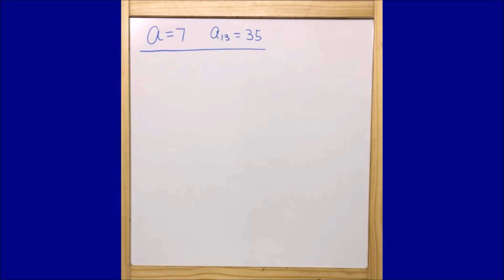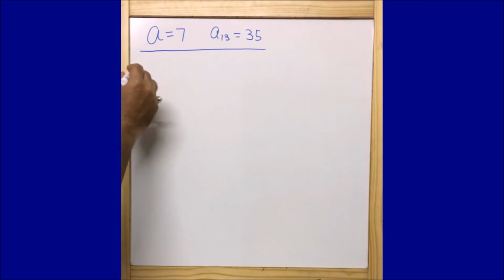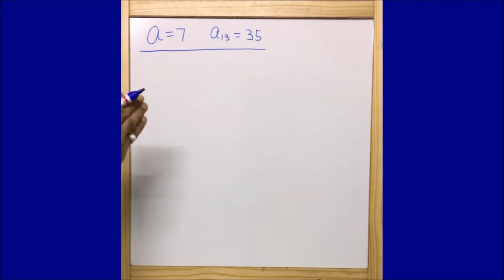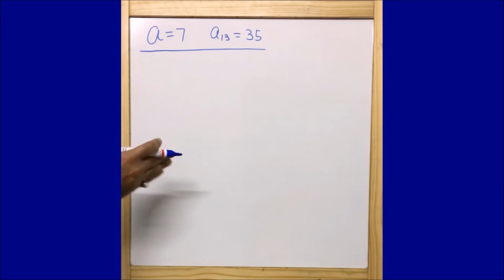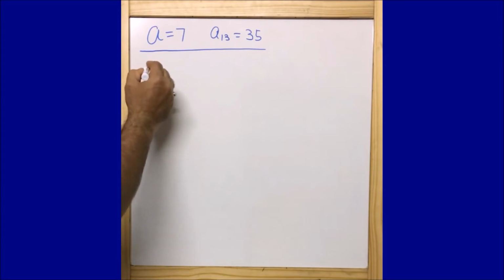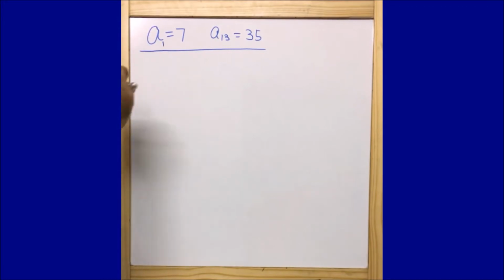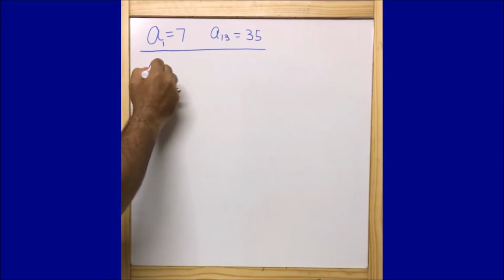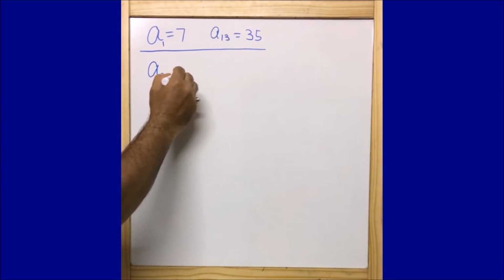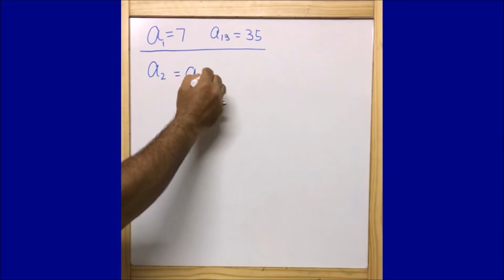So guys, we very well know that this forms an arithmetic progression. For an arithmetic progression sequence, if we add the common difference to the current term, we are going to find the next term. That's what I am writing here. Let me name this first term A1. This is the first term they have given. So I can write A2 is equal to A1 plus D.